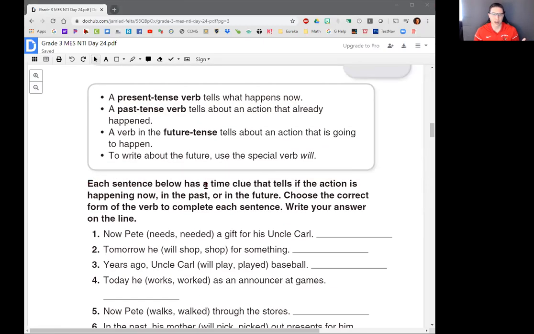Each sentence below has a time clue, a word that gives you an idea of the timing. Each sentence below has a time clue that tells if the action is happening now, which would be present, if it's in the past, which would be with an ED, it already happened, or in the future, it's going to happen. So that would be with the word will. Choose the correct form of the verb to complete each sentence or write your answer on the line.